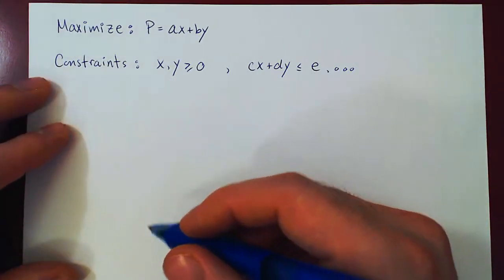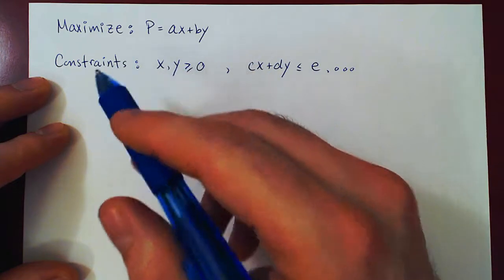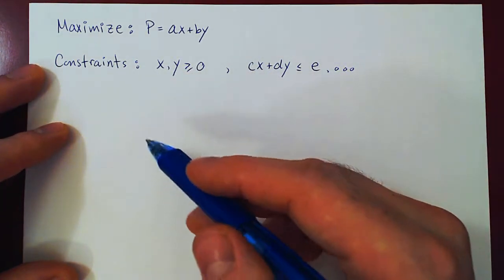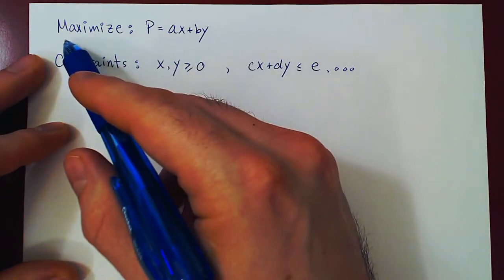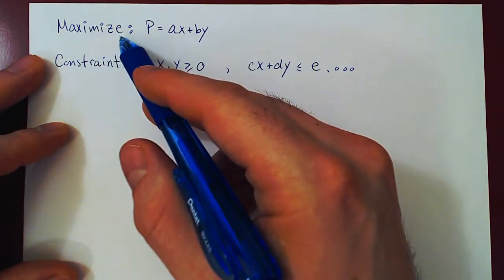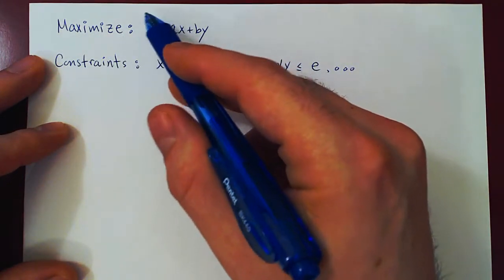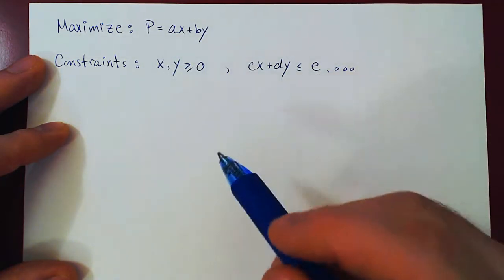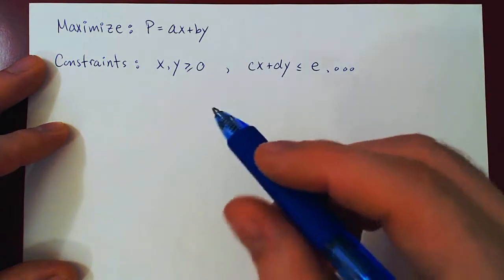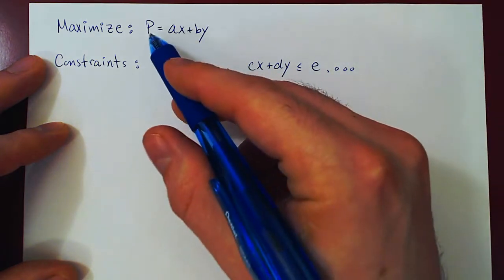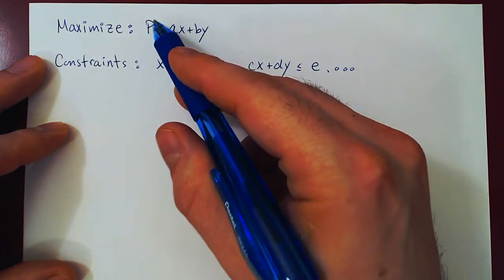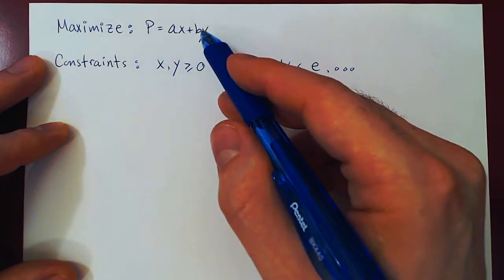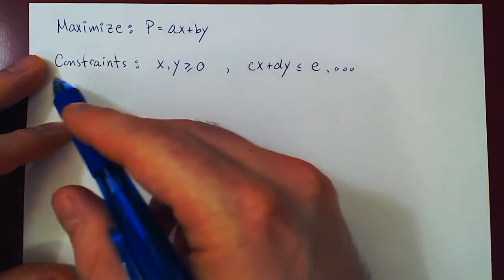Okay, so in this video, we will briefly introduce the idea of linear optimization in the case of two variables. So here's the problem. We want to maximize the following function. P is called the objective function. Now here, a, b, c, d, and e are fixed constants, so they're fixed real numbers. And so our goal is to maximize the function P, given by ax plus by, subject to the following constraints.